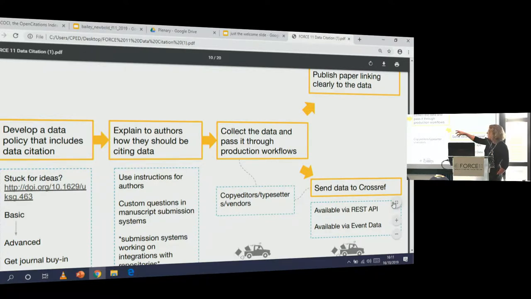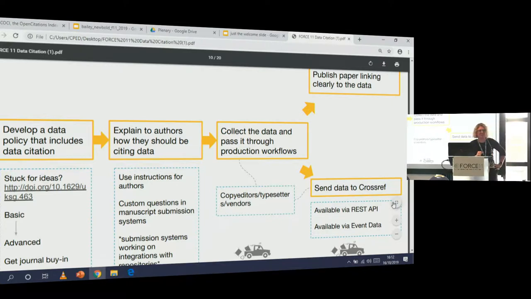I don't have much time today, but again, there are published papers on establishing policies for journals on how you can share data, from quite basic requirements through to more advanced ones. And again, I know that the publishers are trying to move the journals up to the more advanced requirements in terms of sharing data, explaining to the authors how they should do that. I think the submission systems play a part in this, to collect it in a standard way, pass it through the production workflows, typesetting, copy editing, and then please give it to Crossref, because sometimes that's where it falls out.